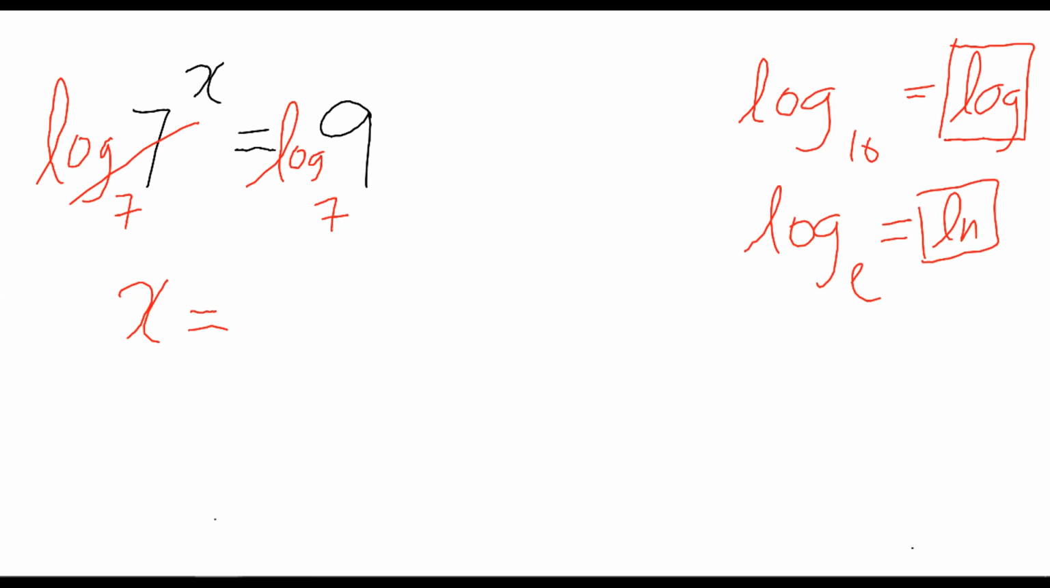I'll go to a new page. Let me write that equation again. 7 to the power of x is equal to 9 is what I had.